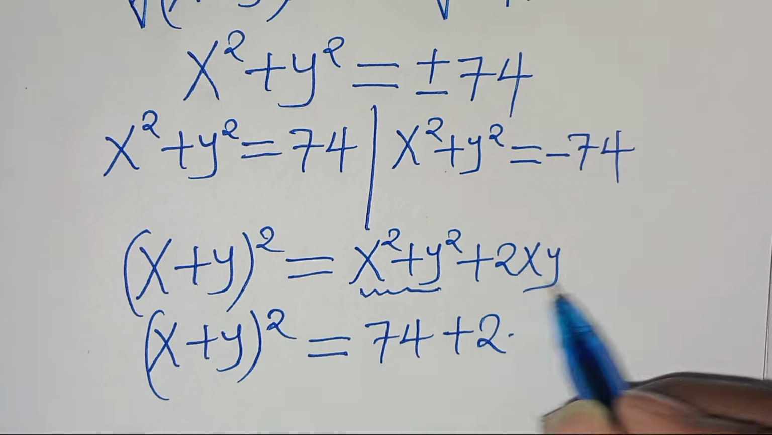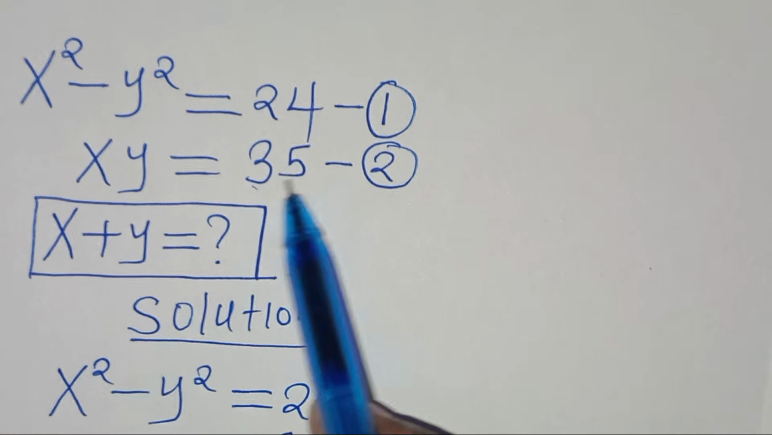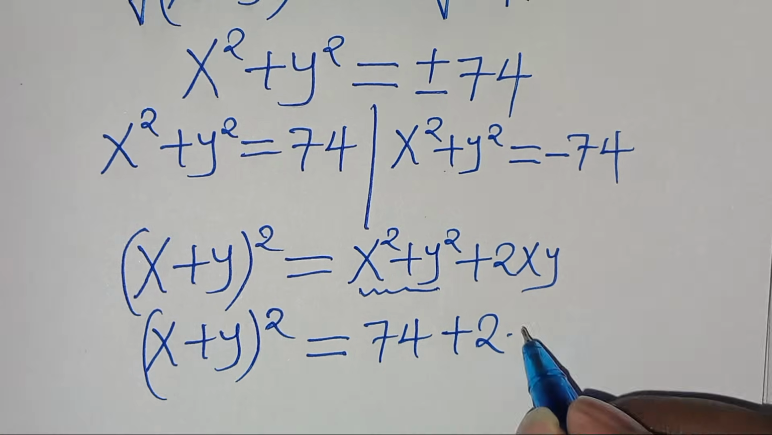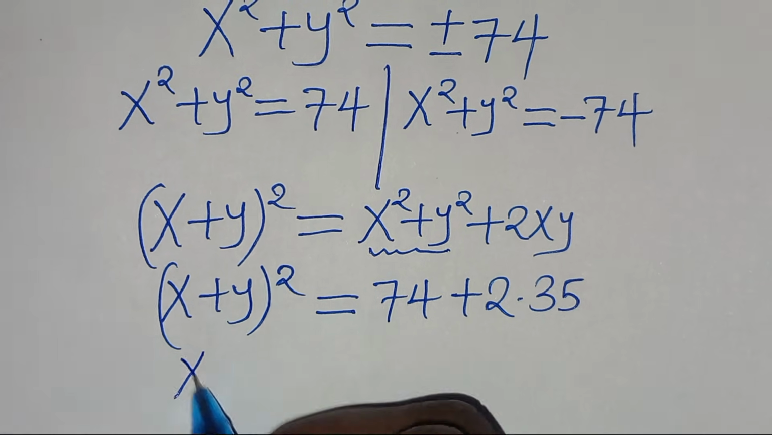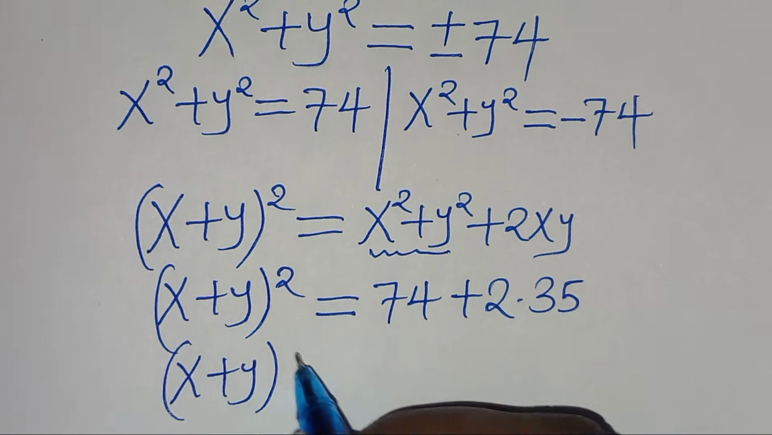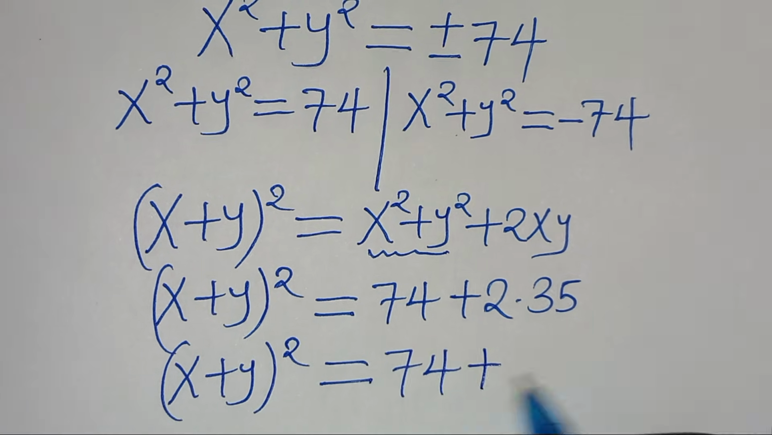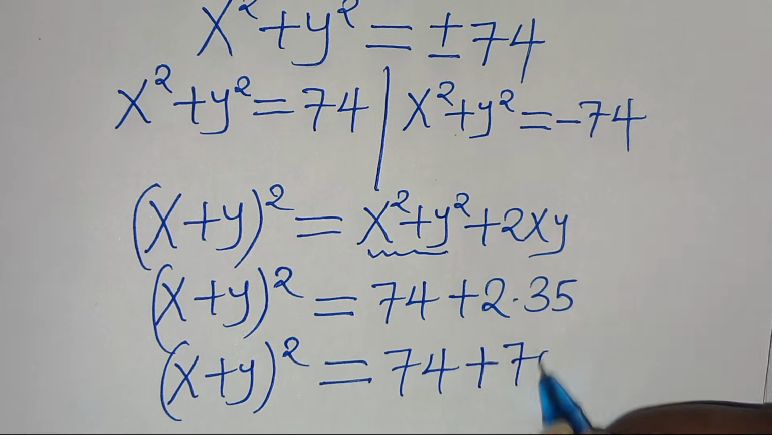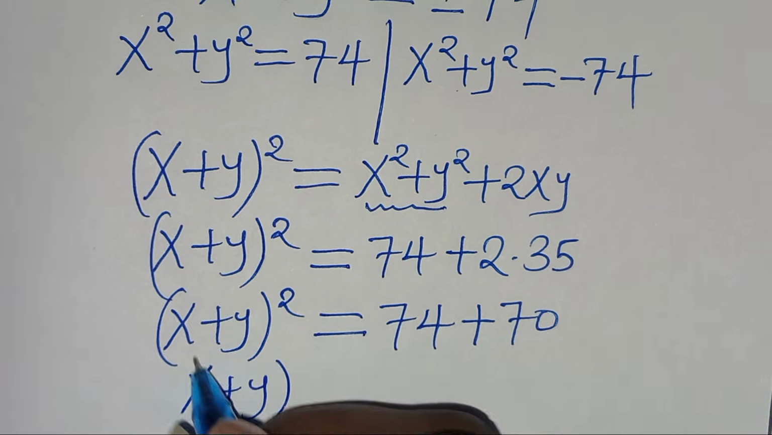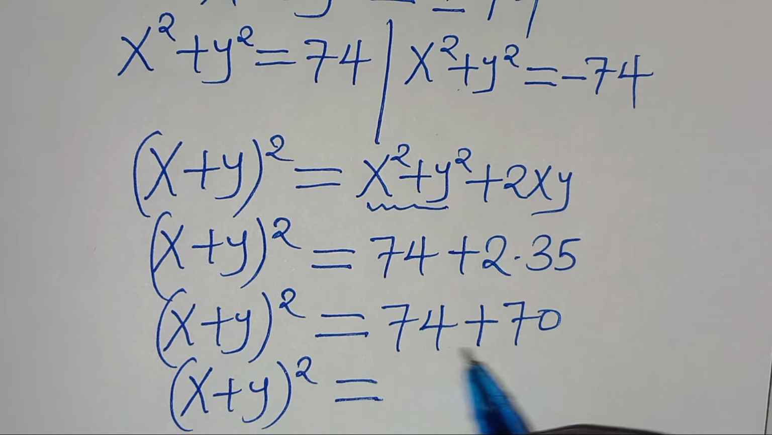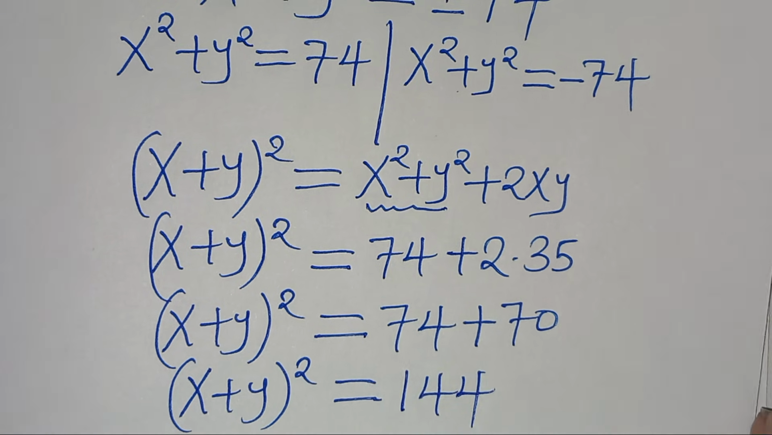Xy is what we have in equation 2. Equation 2 is x times y is equal to 35. So let's substitute that. So here we have 35. So we have x plus y raised to the power of 2. This is equal to 74 plus 35 times 2, which is 70. So this means that here we have x plus y raised to the power of 2. This is equal to 74 plus 70, which is 144.